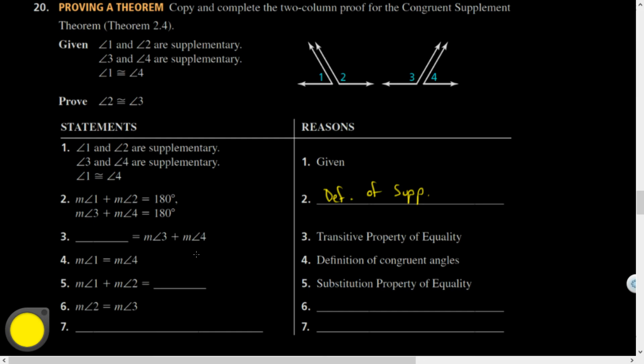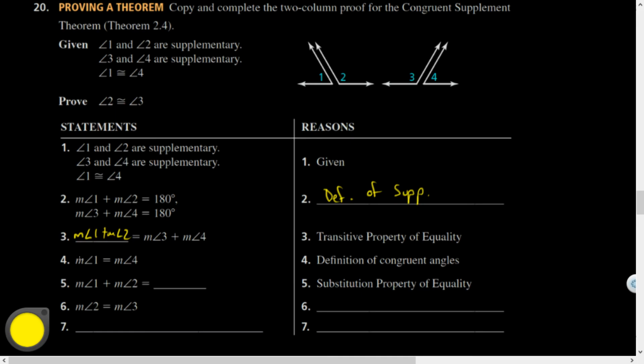So great. Let's see. How could I use the transitive property with any of the previous statements? These two things are equal to 180. 180 is equal to those two things. Therefore, these must equal one another. I like it.